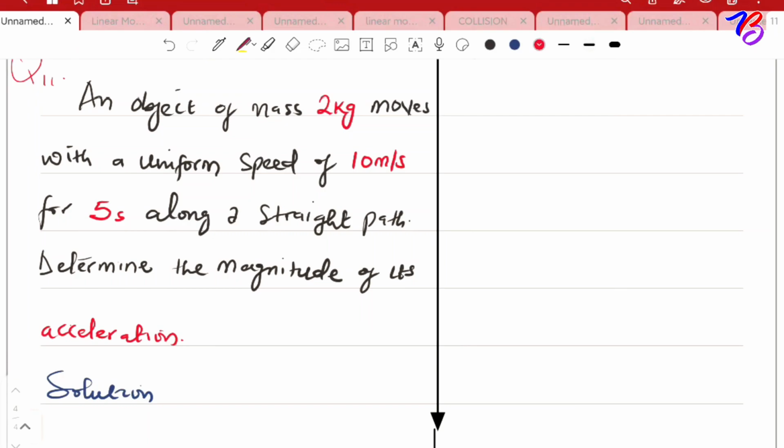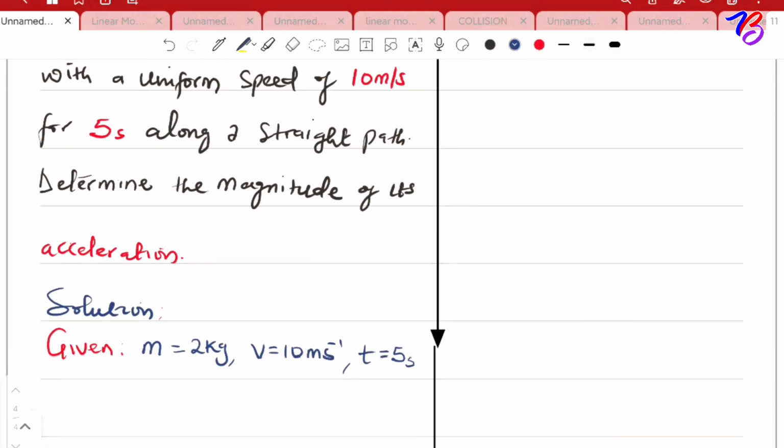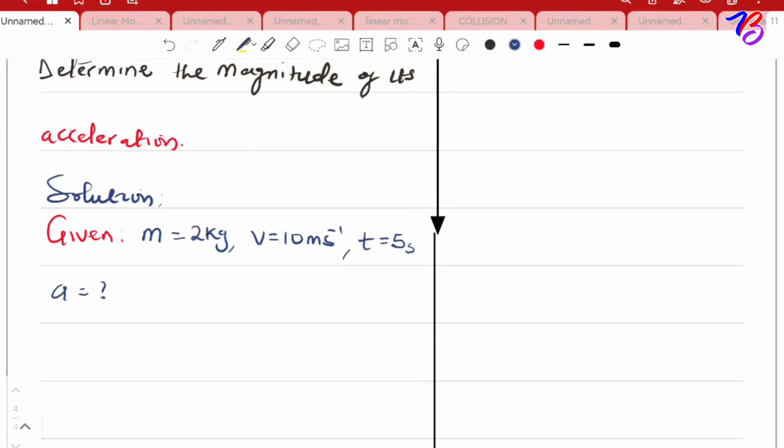By extracting these data, we have the given data: our mass is 2 kg, yes, that is 2 kg. Then we have our speed, which is a uniform speed of 10 meters per second. Then our time is 5 seconds. Is that clear? t is 5 seconds. Then we are asked to determine the magnitude of its acceleration. Now, if you observe, our a is equal to question mark.